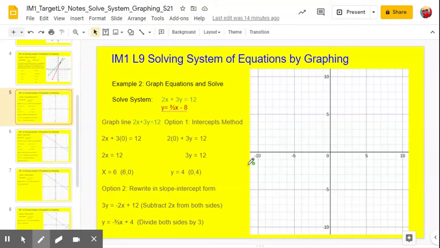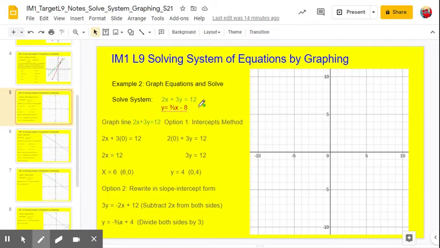In this example, we're going to solve a system of linear equations by graphing. So we're given the system: the green equation, 2x plus 3y equals 12. That's in standard form. That's a linear equation. And then we're given the linear equation in slope-intercept form, the red one, y equals 2/3 x minus 8.